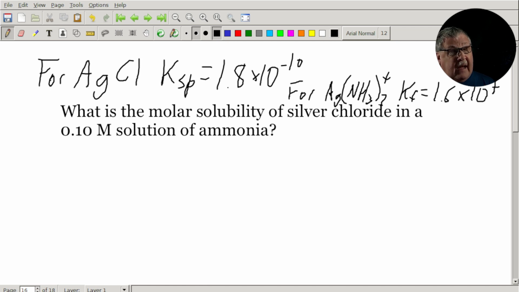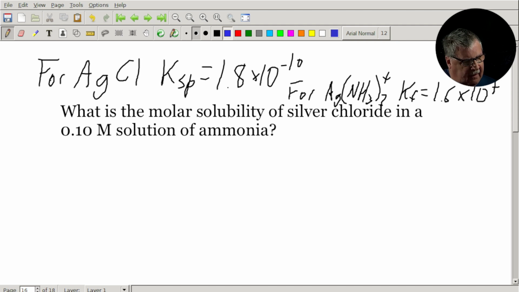Okay. Now, why are we interested in that one? Because we're going to have silver ion in a solution of ammonia. And this is the only complex that incorporates those two things. That's another way of thinking about this. All right, so how does it fit into this problem? Well, we can go back to something we learned back in chapter 15, and we can combine these two equilibria.